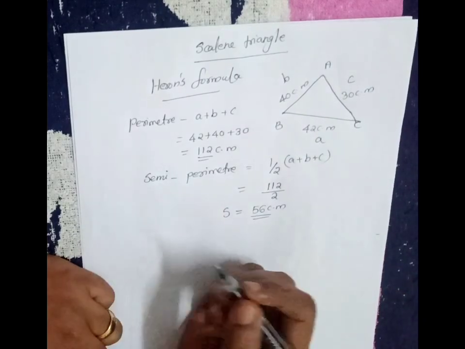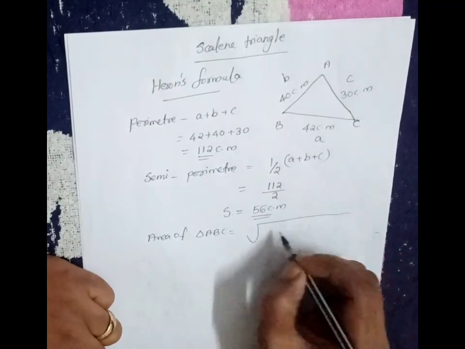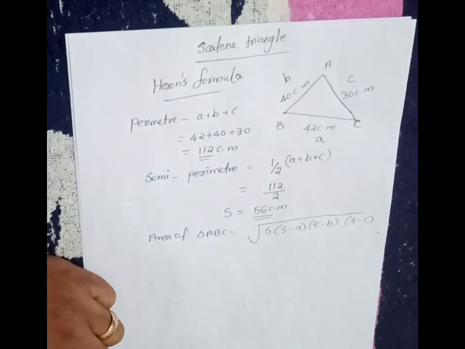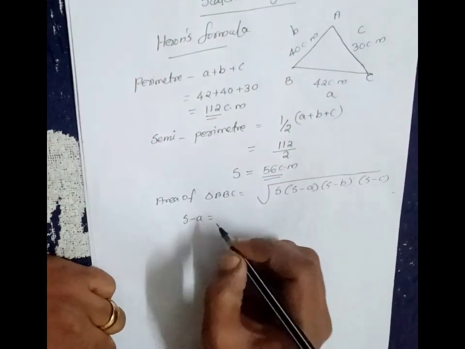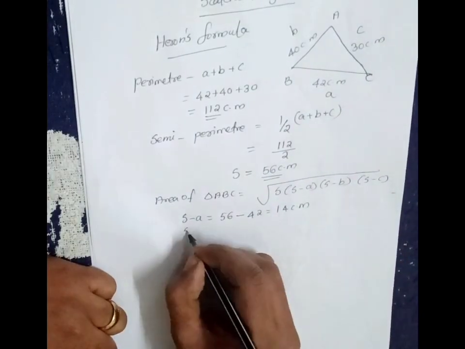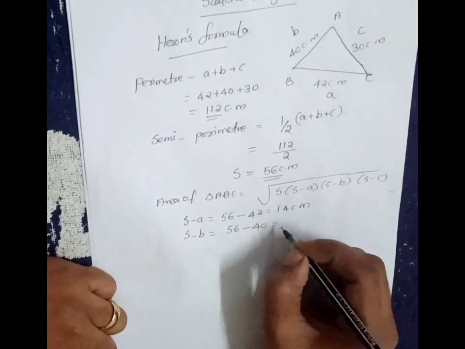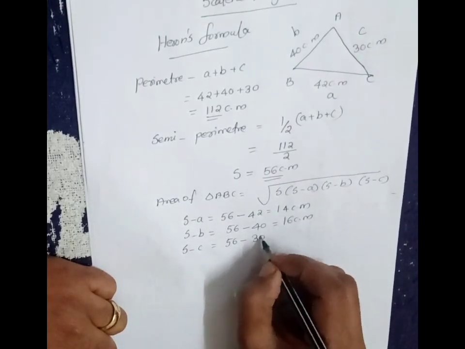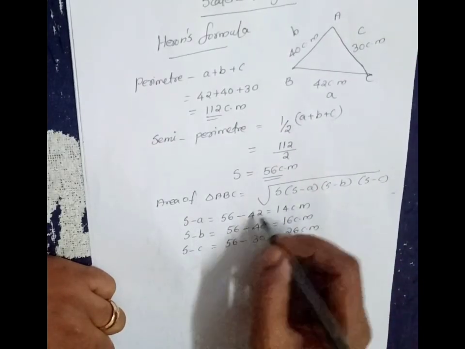By Heron's formula, the area of triangle ABC is equal to the square root of S into S minus a into S minus b into S minus c. Here, S minus a is 56 minus 42, which is 14 centimeters. S minus b is 56 minus 40, which is 16 centimeters. Then S minus c is 56 minus 30, which is 26 centimeters. Next we find the square root of this value.